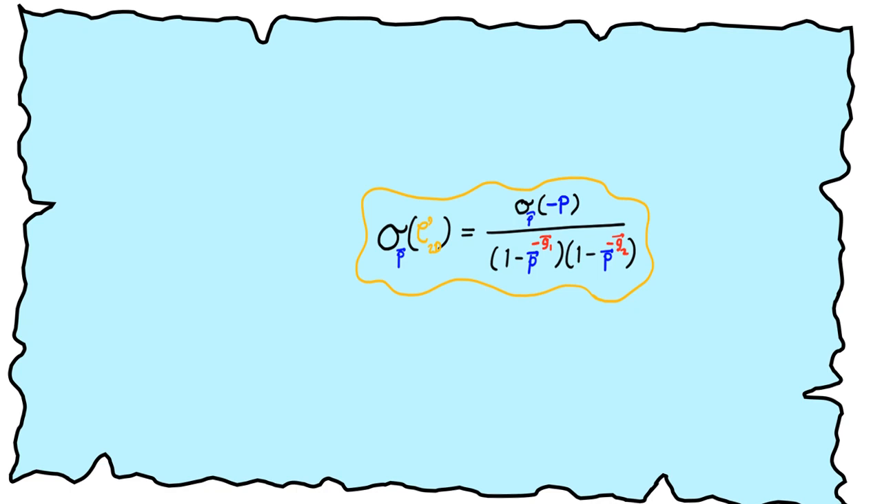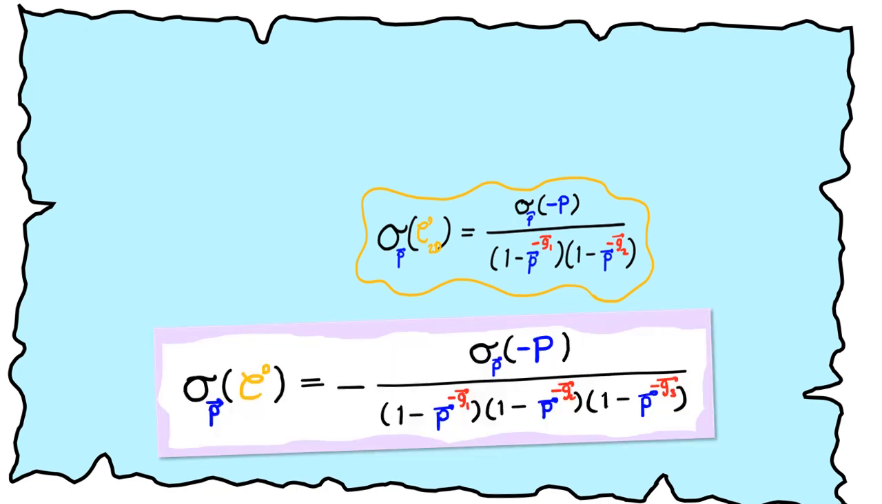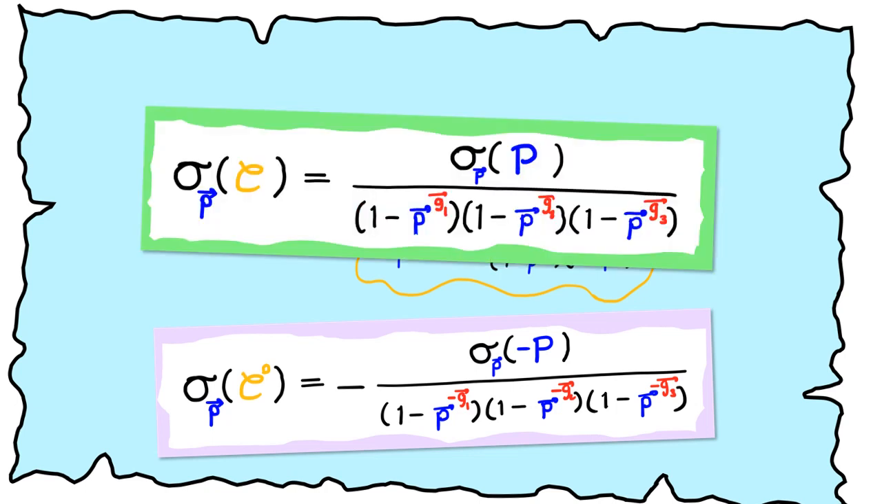And if we do the same thing for the three-dimensional cone, we will end up with this. Does this look familiar? Here, take a look at what we have obtained in the previous section. The only difference between the sigma of the three-dimensional cone and its interior is that the sigma on the numerator is of negative p instead of p, and in the denominator, we have p to the power of negative g instead of p to the power of g.